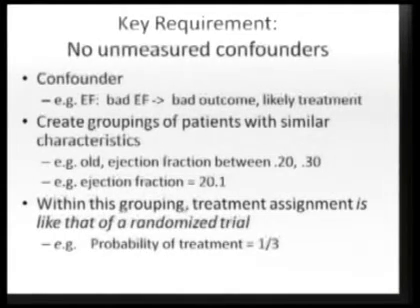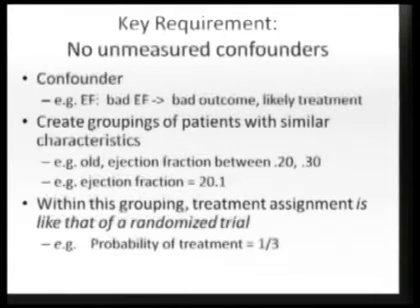So for example, ejection fraction. Perhaps if you have a bad ejection fraction, you're likely to have a bad outcome, and you might be more likely to get the treatment because maybe the doctor is more likely to prescribe it for you, or maybe with knowledge of the bad ejection fraction, you're more likely to adhere to the drug over a long period of time. So that's a confounder.